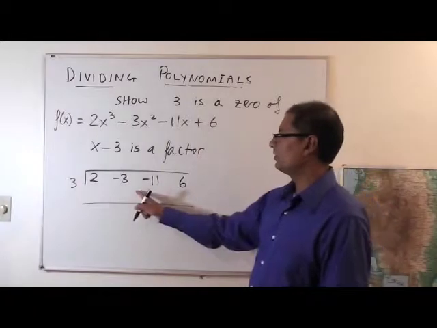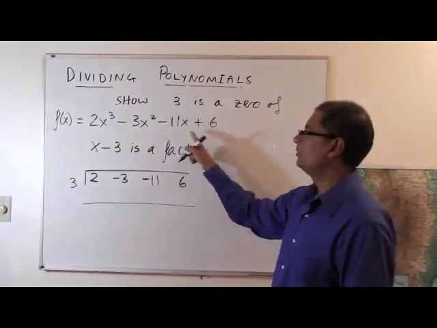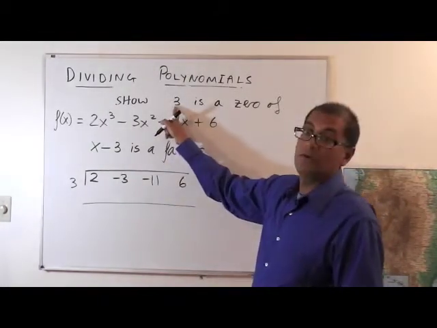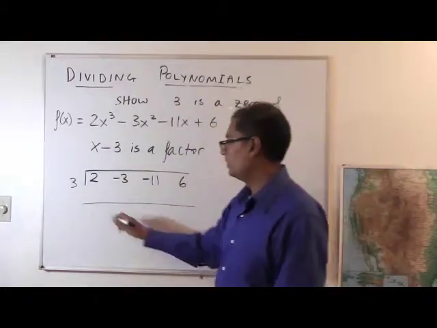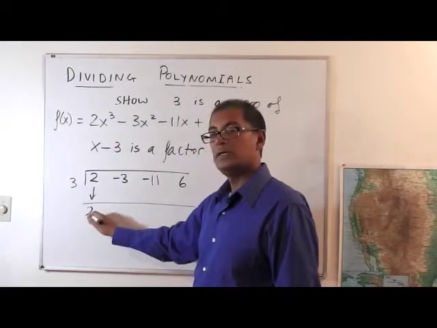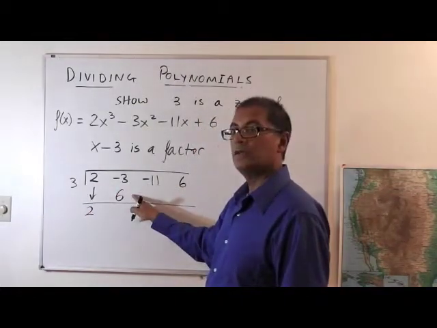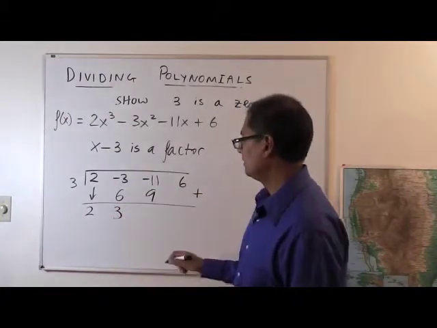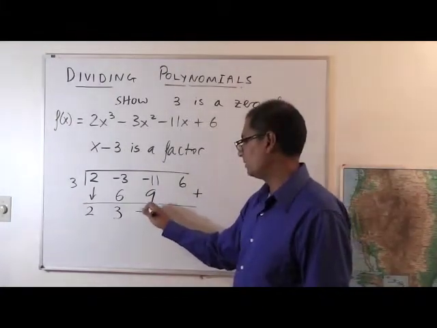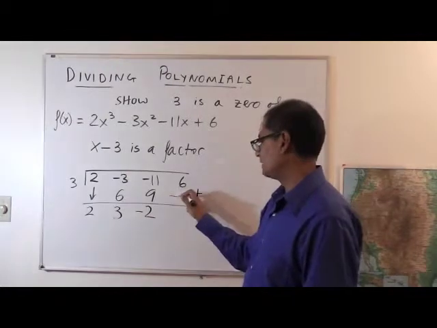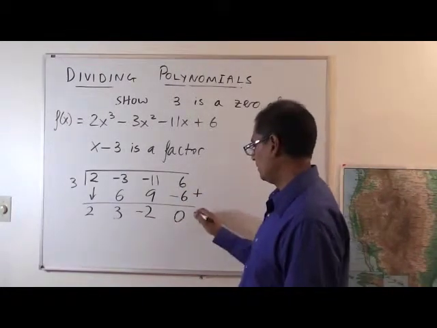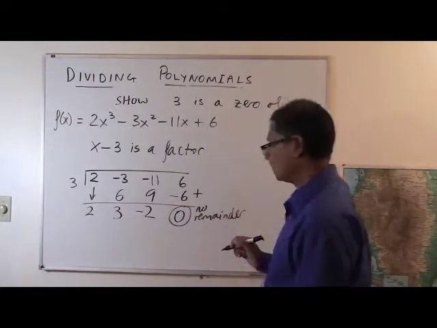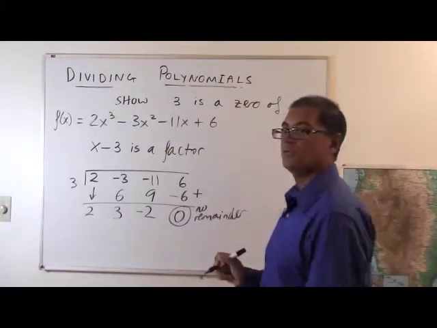So we have our synthetic division set up with the coefficients of the polynomial: 2, negative 3, negative 11, 6. We divide by the opposite number of what's in my factor, or think of it as dividing by the 0. We drop the 2, so we get 2. 3 times 2 is 6. We add these, negative 3 plus 6 is 3. 3 times 3 is 9. We add these, negative 11 plus 9 is negative 2. We multiply, 3 times negative 2 is negative 6. And then we add these to get 0. So this is my remainder, so we have no remainder. That means x minus 3 is a factor.